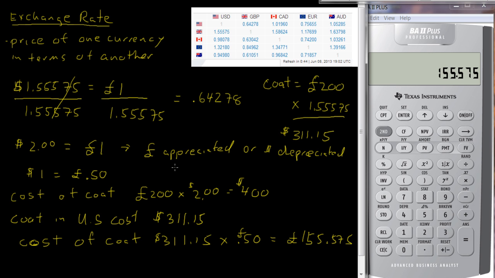Oftentimes you'll hear the U.S. auto industry complaining that the dollar is too strong. That is, it takes too few dollars to buy yen, or too few dollars to buy pound sterling. The dollar has a lot of value, so a small amount of dollars buys a lot of the foreign currency. But that makes our exports very expensive to foreigners. It makes it hard for us to sell cars in other countries. It also makes it enticing for U.S. residents to buy foreign cars because they're cheaper here.